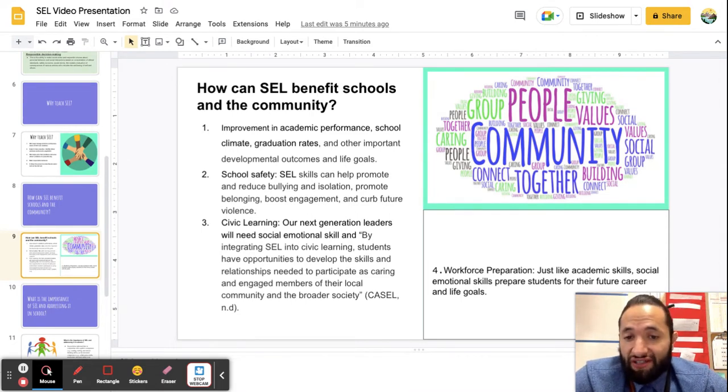Civic learning. Our next generations and leaders will need to have the skill of social emotional learning in order to develop the skills and relationships needed to participate as caring and engaged members of their own local communities and eventually the broader society.